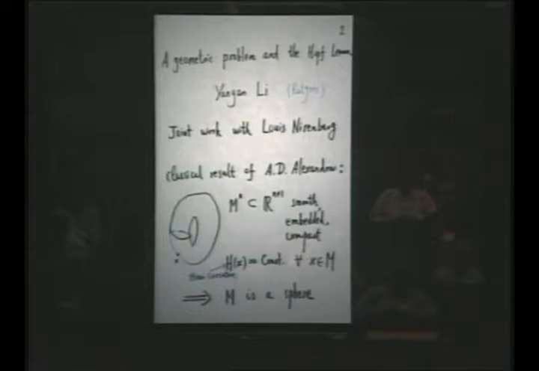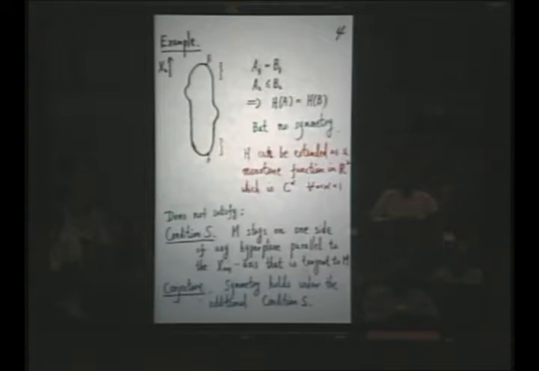This is the theorem of A.D. Alexandrov. You take a closed, compact, no boundary surface sitting in Euclidean space. It's embedded, namely there's no self-intersection. You assume that at every point of this surface, the mean curvature is the same. The conclusion is then this surface has to be a sphere. A sphere certainly has this property. This is the theorem of A.D. Alexandrov.